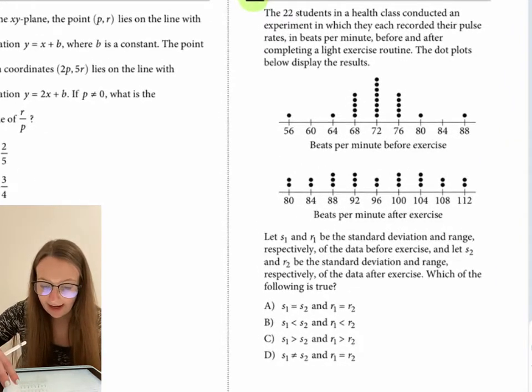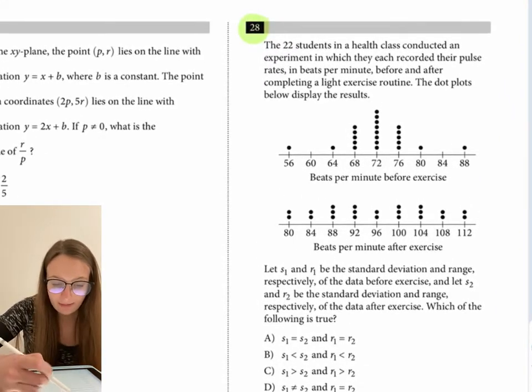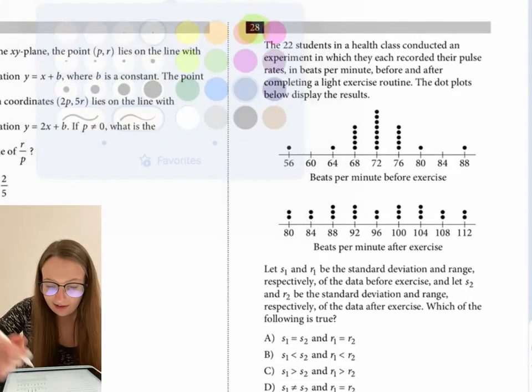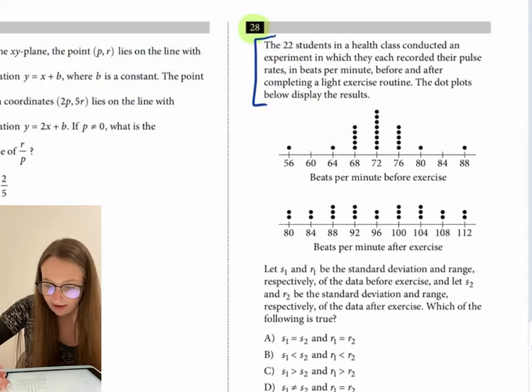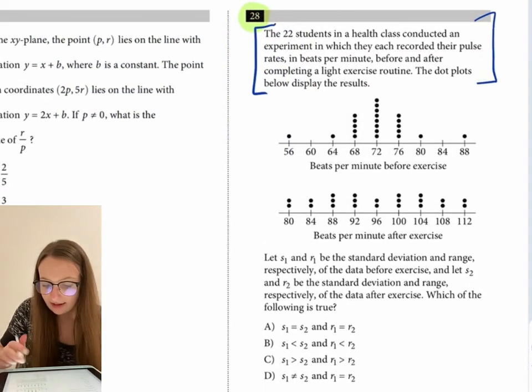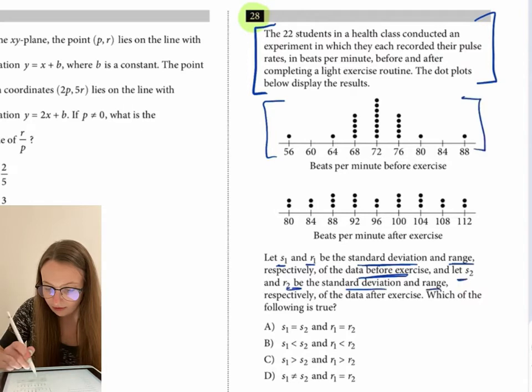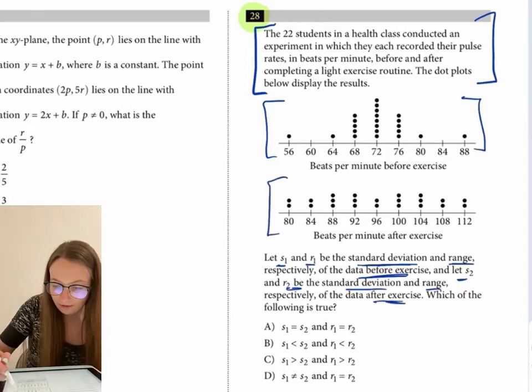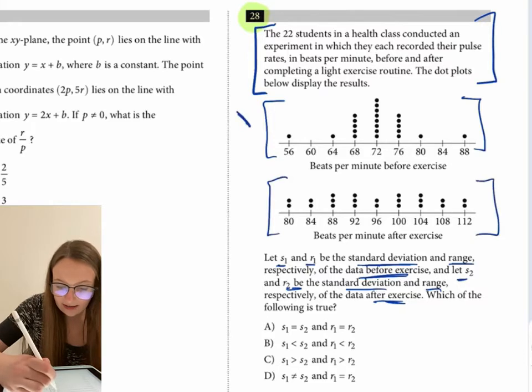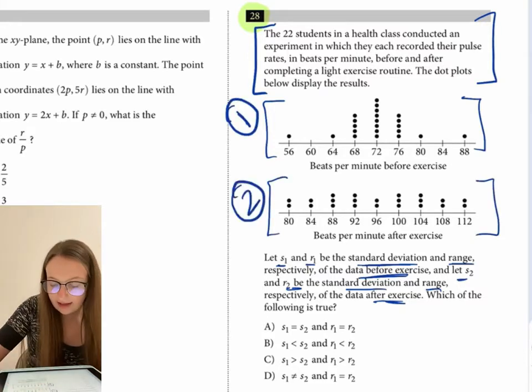So for 28, you can see that they're going to give us some background information up here. That really doesn't have any bearing on what we're looking at. They tell us that S1 and R1 are the standard deviation and range of the data before exercise, so that's the top set right here. And then S2 and R2 are the standard deviation and range of the data after exercise. So I'm going to call the first data set here data set 1 and the second one data set 2.